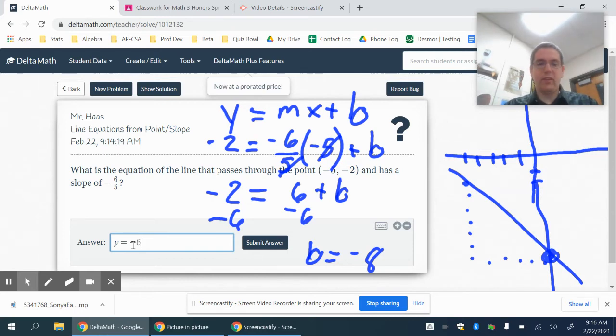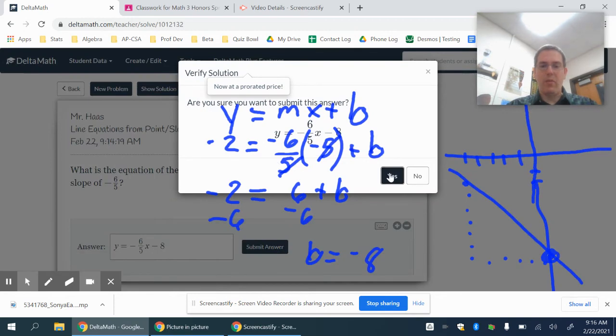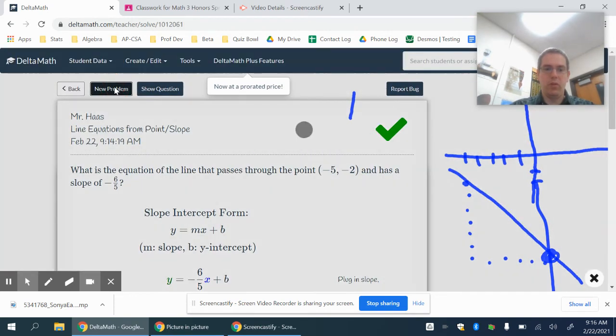So -6 divided to get a fraction, just use your divide symbol. So -6/5 x, and then -8, and submit the answer. We'll try maybe one more of these to be sure we're good on how to do them.